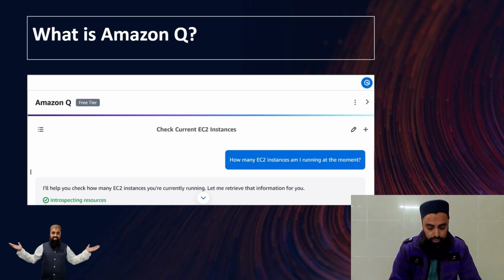So this is actually the logo. Can you see it? This is the logo of Amazon Q, and there is a limit in the free tier. What is that limit? Let's discuss it in this slide.